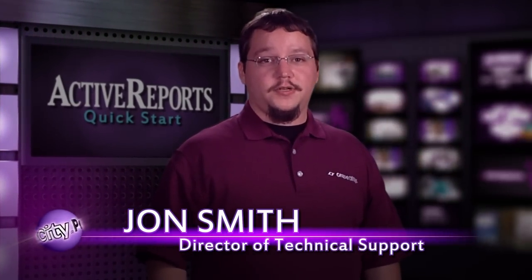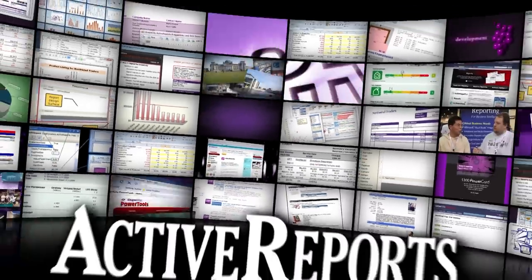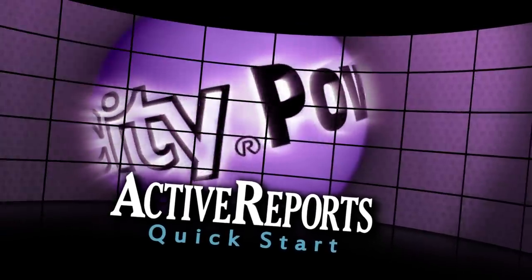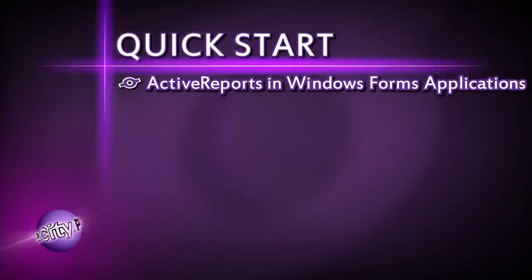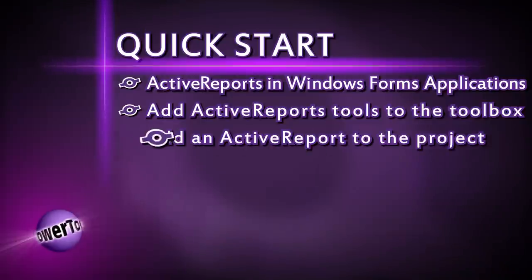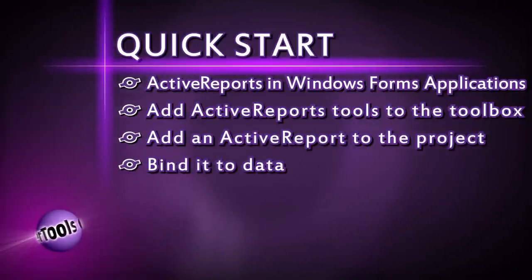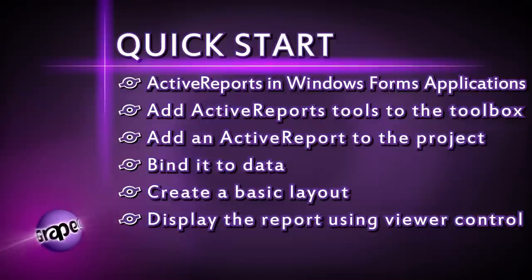Join me as we get started using ActiveReports. Today, we'll look at how to use ActiveReports in a Windows Forms application. We'll start by adding the ActiveReports tools to the toolbox, and then we'll add an ActiveReport to the project, bind it to data, create a basic layout, and display the report in a Windows Form using the viewer control.